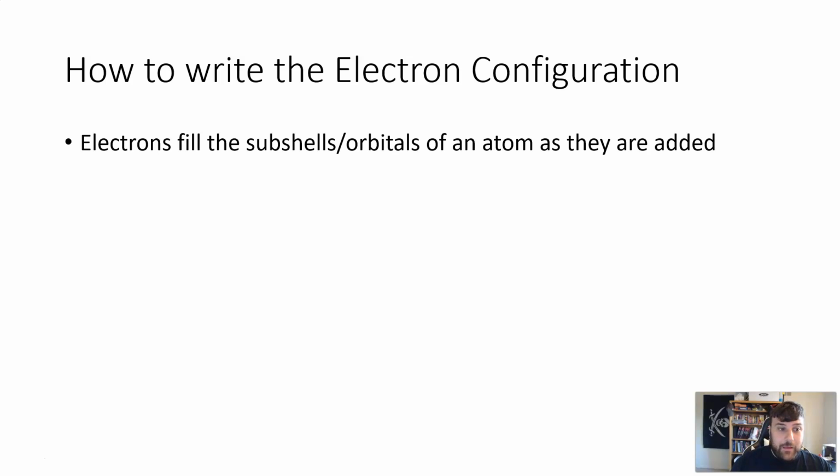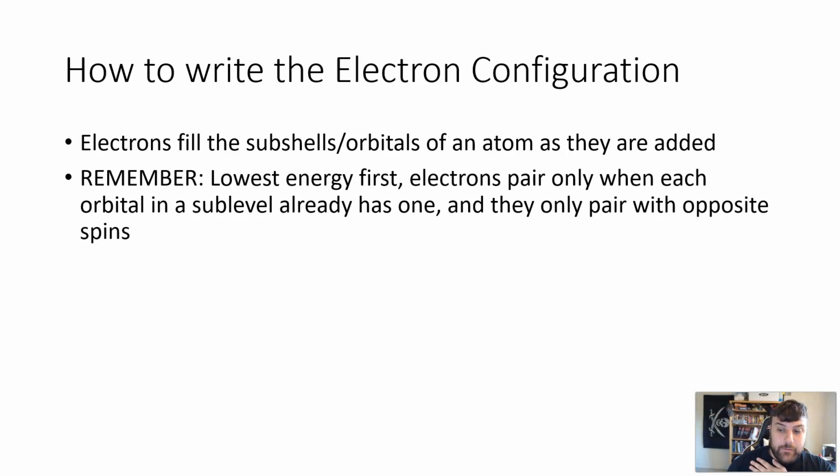So, as I said earlier, electrons will fill the subshells and the orbitals of an atom as they are added, making that atom progressively bigger and bigger. As a reminder, electrons will settle in the lowest shells first. So they'll settle in where they are most comfortable. They will only pair in a subshell when every orbital in the subshell already has one. And they will only pair with opposite spins. Don't forget those rules.